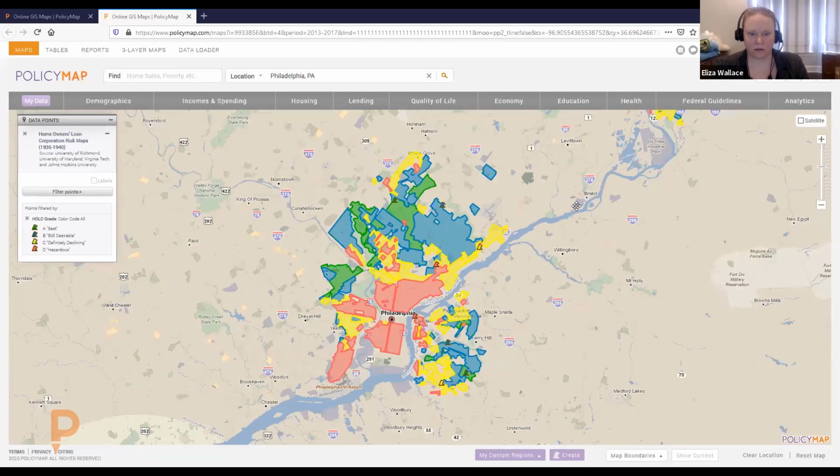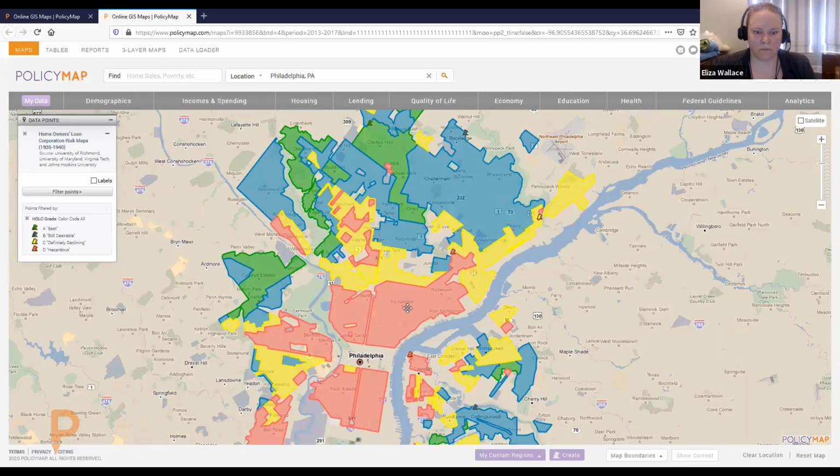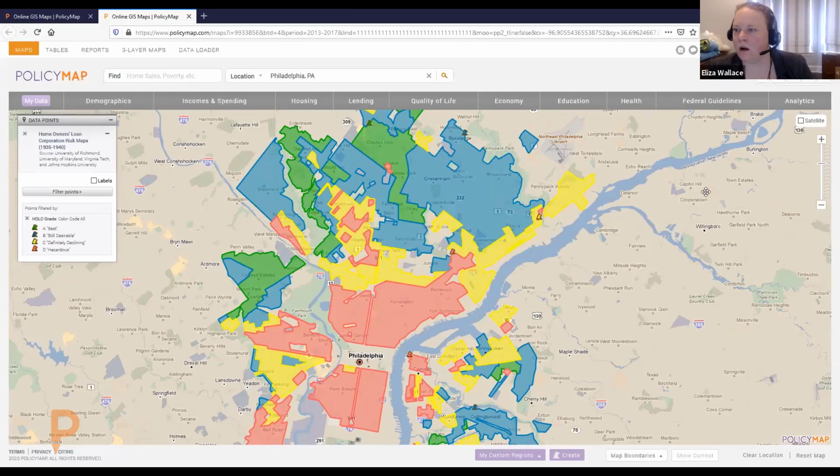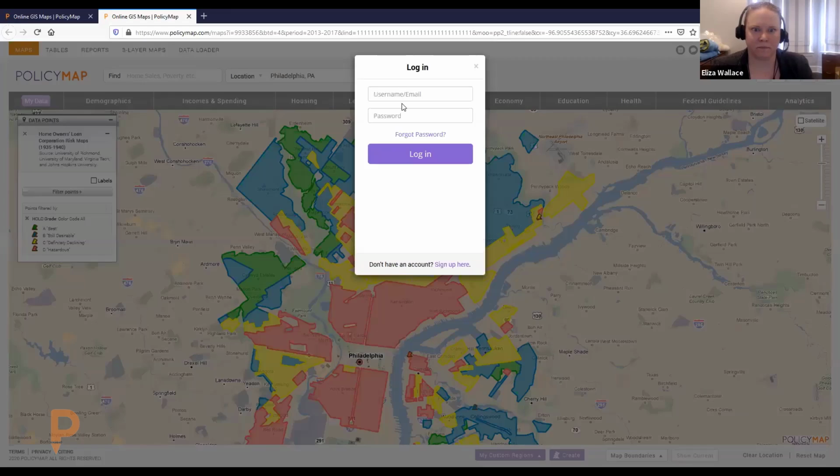All right. So here is, can you all see it? It's a very colorful map of Philly. All right, it might make me sign in. Yep, okay. So you can see this is the Homeowners Loan Corporation risk map. So this is a map from the early 20th century. Let me actually log in.